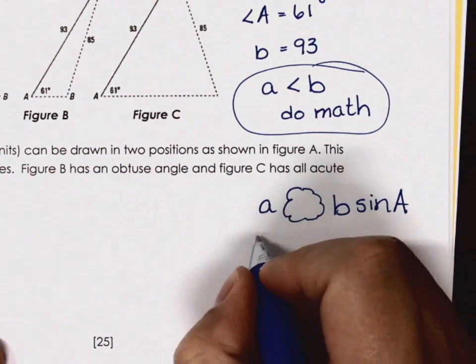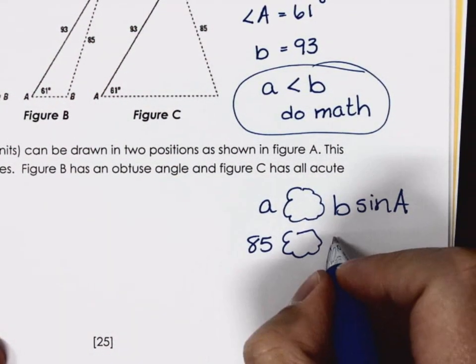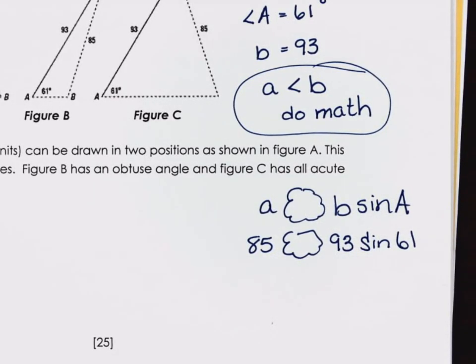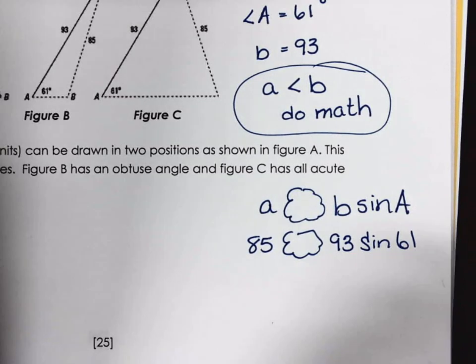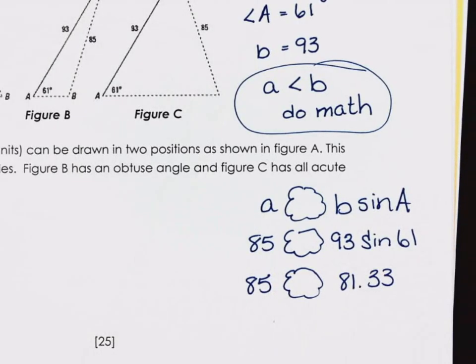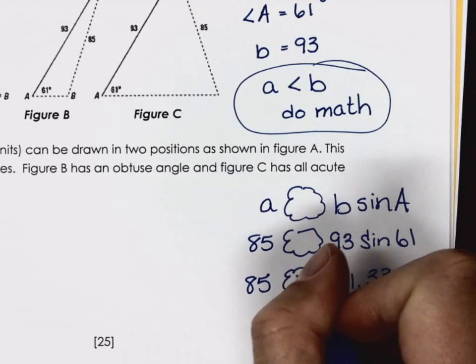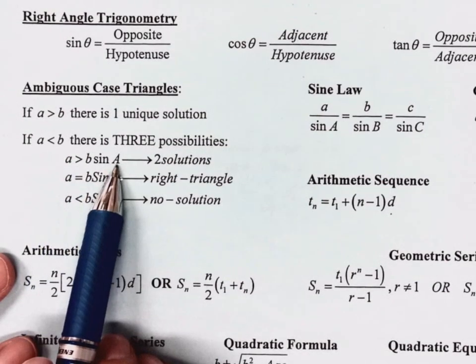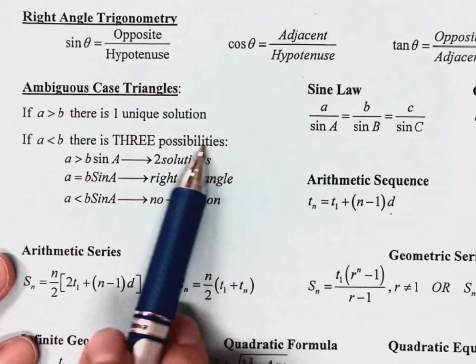So I'm going to fill in my information. A is 85. Big fluffy cloud, 93 times sine of 61. So I got to grab my handy dandy calculator, which I have nicely buried. 93 times sine of 61. Okay, so is 85 greater than, less than, or equal to 81.3? Greater than. So my big fluffy cloud gets replaced by a greater than. So when I go back to my rules, if A is greater than B sine A, I have two triangles. I have two possible solutions.